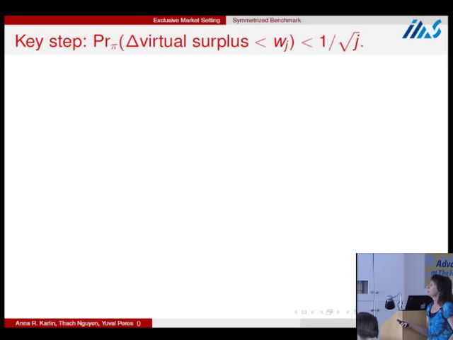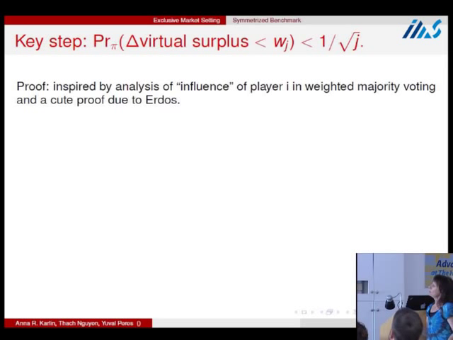So what we're going to show is that for any particular agent whose virtual value is w_j, the probability that the difference in virtual surplus between the markets is less than his value is like 1 over the square root of j. And this will be enough to prove the theorem. It's simple to show that this is enough. The proof is inspired by the analysis of the influence of a player in weighted majority voting, and a cute proof due to Erdős, which I'm essentially going to show you, though not how we extend it, but it's just really cute.